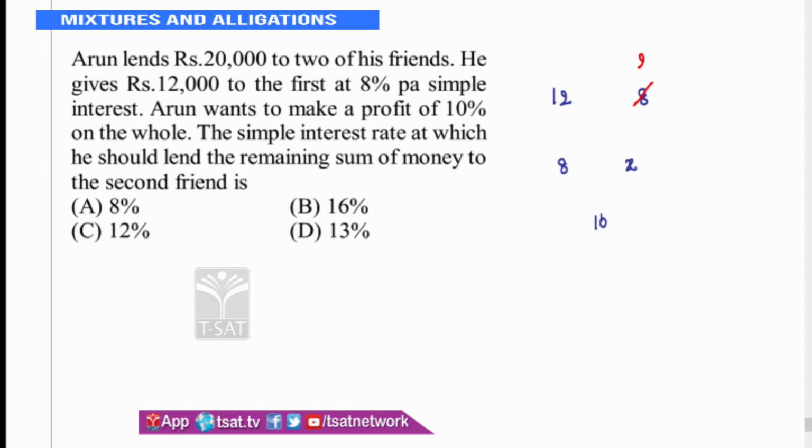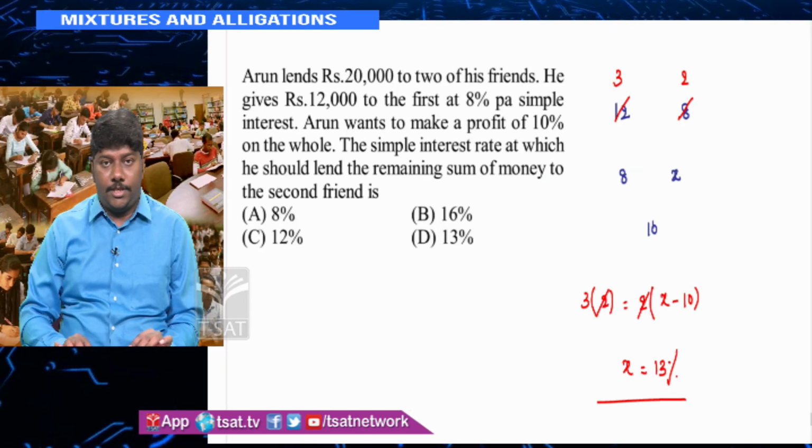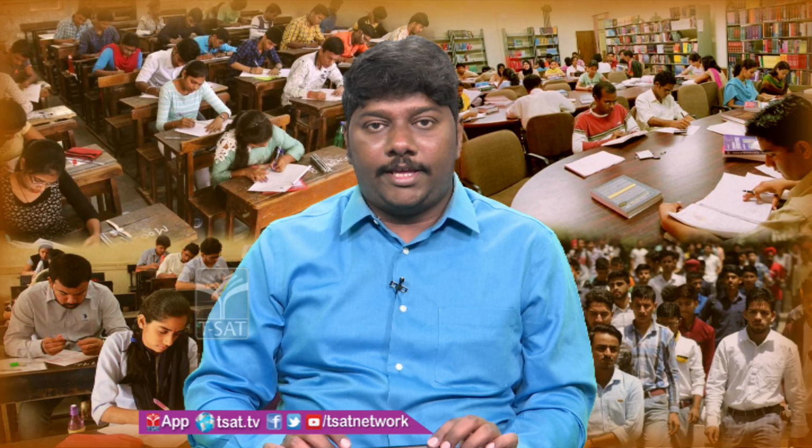You are mixing them in a 3:2 ratio. So I want 3, the difference is 2. 2 minus 10, because here 8 is less, therefore X must be more. 2 cancel, so X is equal to 13%. He must lend the second sum, that is 8,000, at 13%. So here nowhere are we finding the direct values, we are just applying the formula of mixtures and alligations. You are getting the answer.